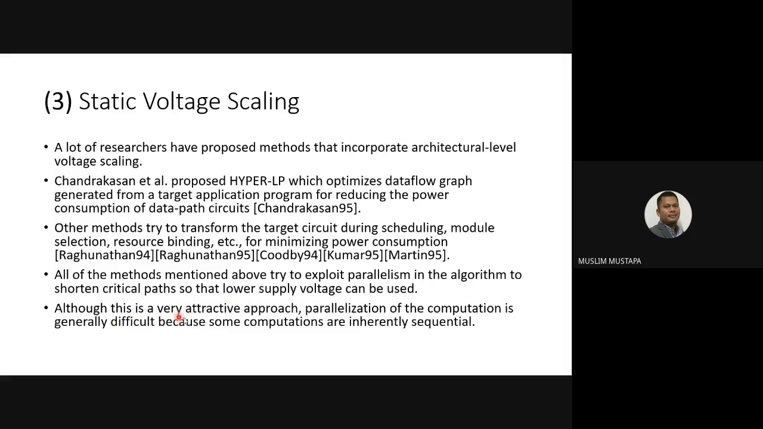So although this is a very attractive approach, parallelization of the computation is very difficult because some computations are inherently sequential. So this is the challenge. So although, for example, you have the architecture to execute in parallel, if most of the programs are designed to run sequentially, that means they depend on each other. They need to wait for the first instruction to be completed, then they can execute the second instruction, right? So inherently sequential.